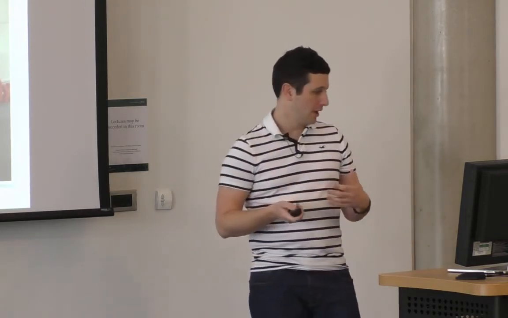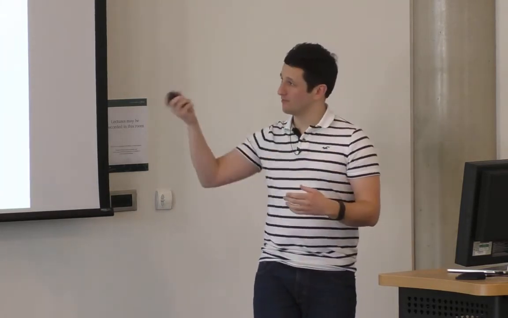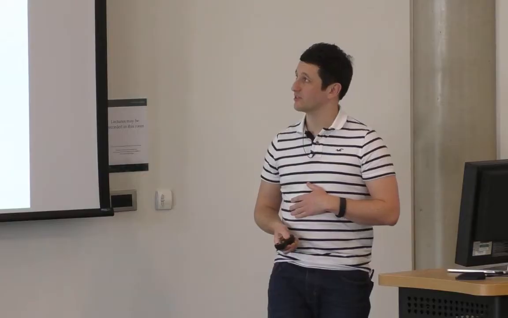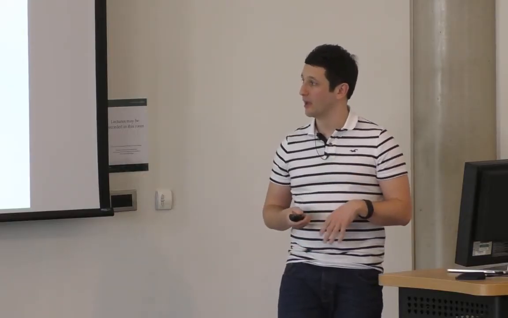So we've got gameplay trace level data. In fact, for one specific example, we have it from AI Factory, a company that make card games for mobile devices. In particular, for their implementation of Spades, which is a bridge-like card game. It's the number one Spades game on the Google Play Store, with over 5 million downloads. I think that's possibly out of date now. Huge number of downloads on this game and a number of players playing it.